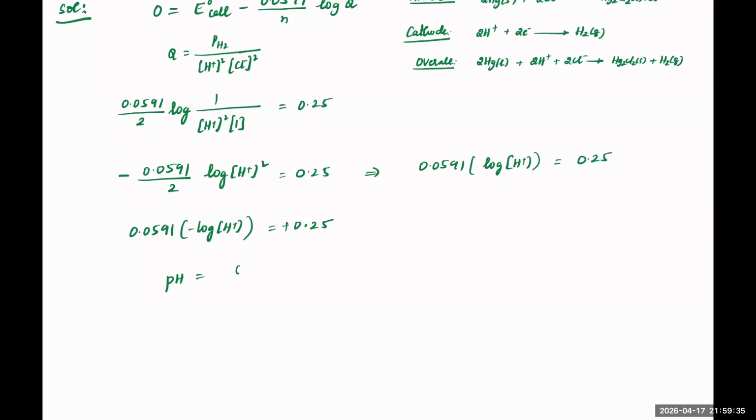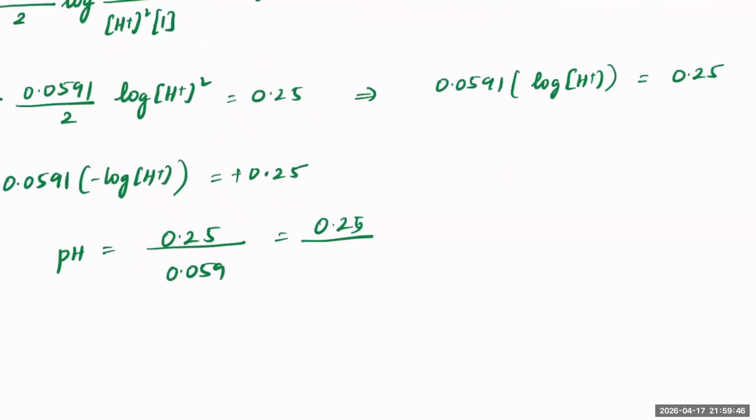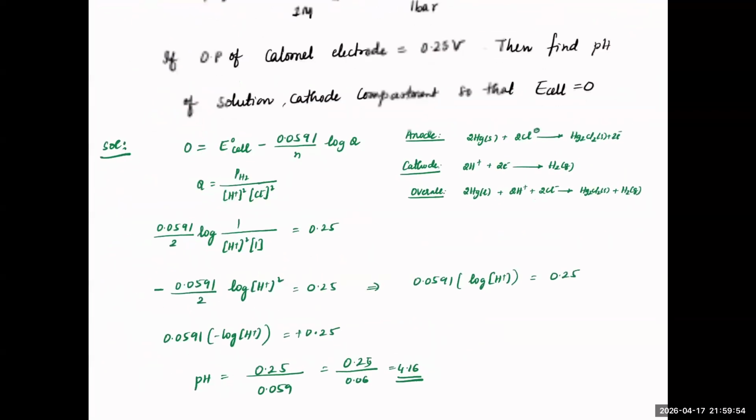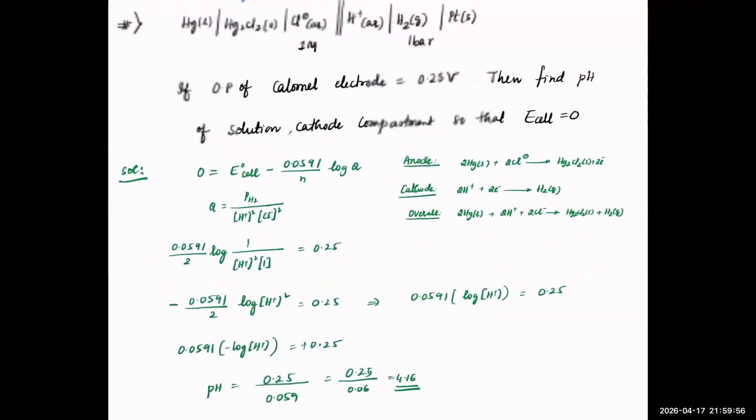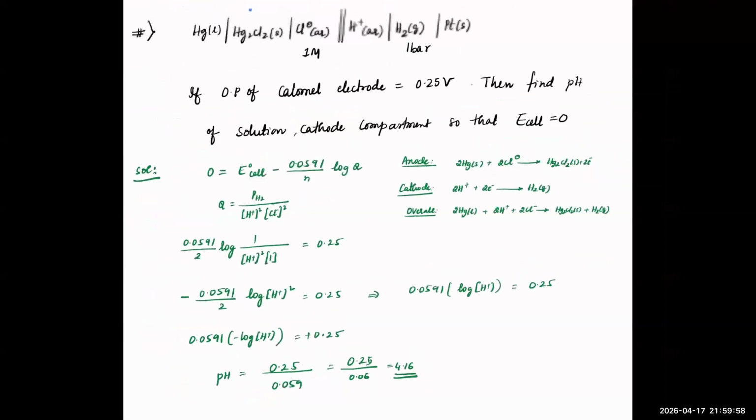So that pH is equal to 0.25 divided by 0.0591, which is approximately 0.25 divided by 0.06. On solving, approximately you'll get 4.16. So that is the pH at which the cell compartment E cell will become 0. Please check it out.